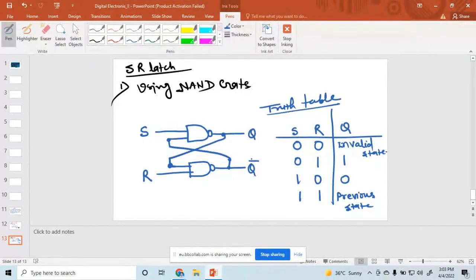So up to this point, anyone have any doubts, any query? Yes or no? No, sir. So this one is the circuit diagram, and this is truth table of SR latch.